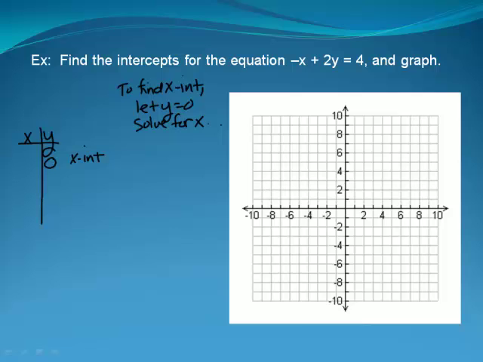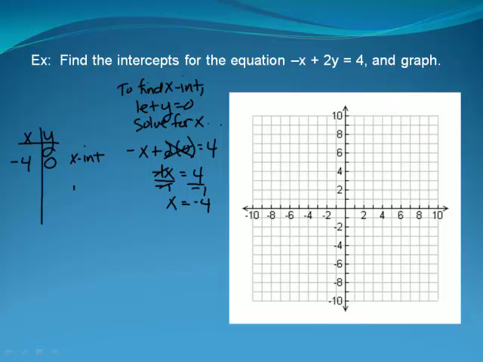So we'll do that. We're going to let y be 0 in our equation. So we've got negative x plus 2 times 0, because we're letting y be 0, is equal to 4. 2 times 0 is 0, and negative x plus 0 is just negative x is equal to 4. Now we don't want negative x, we want positive x. So recognize a negative x is the same as negative 1x. So we're going to divide both sides by negative 1, and x is equal to 4 divided by negative 1, which is negative 4. So that is our x-intercept point, negative 4, 0.